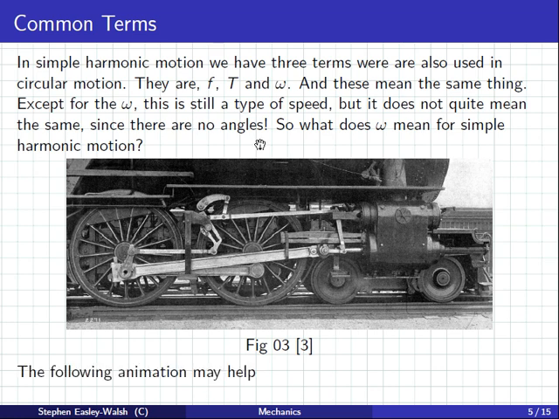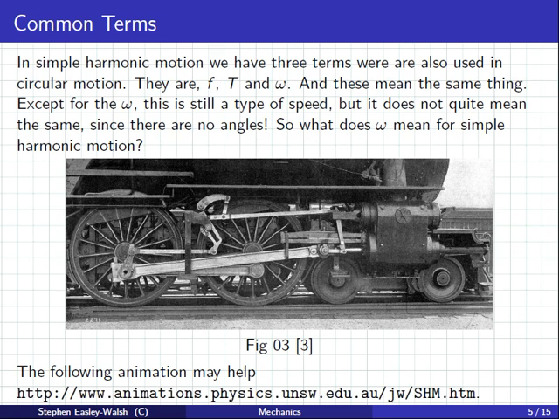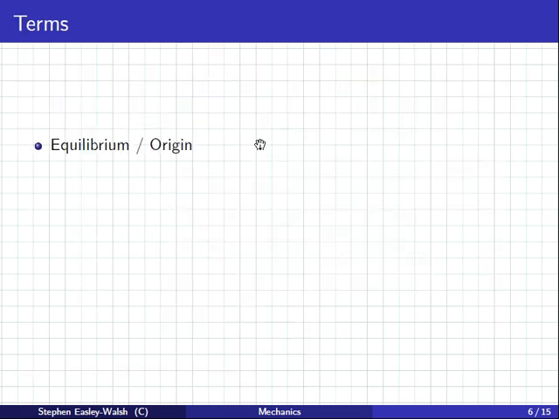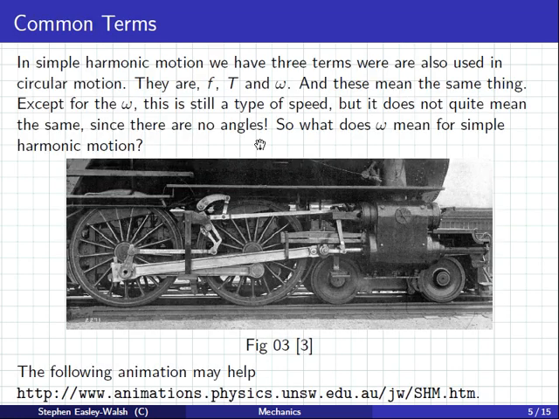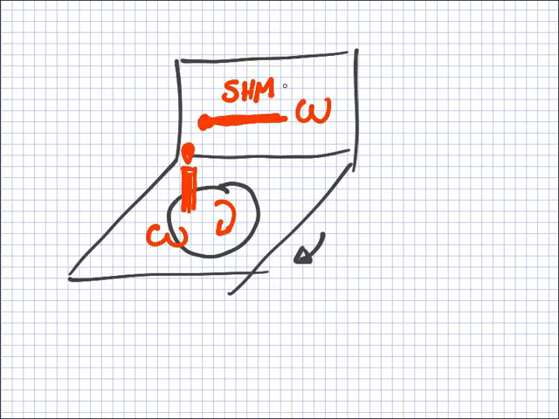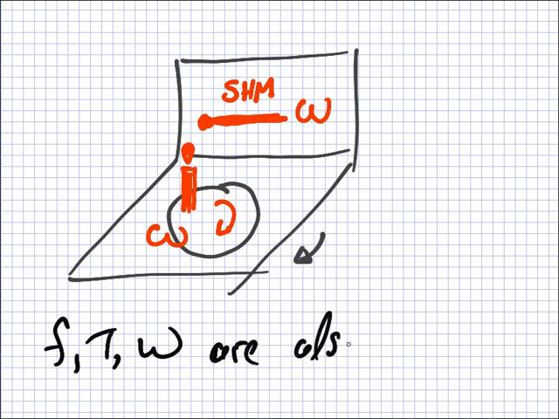Okay. Now, there's an animation that if you want to look at it later, kind of helps you visualize this. Anyways, these are terms that are in common, so I think you should at least write down F, T, omega as also terms. So you can write simple harmonic motion terms, F, T, omega, and then you could write are the same. So you could say F, T, omega are also in simple harmonic motion.